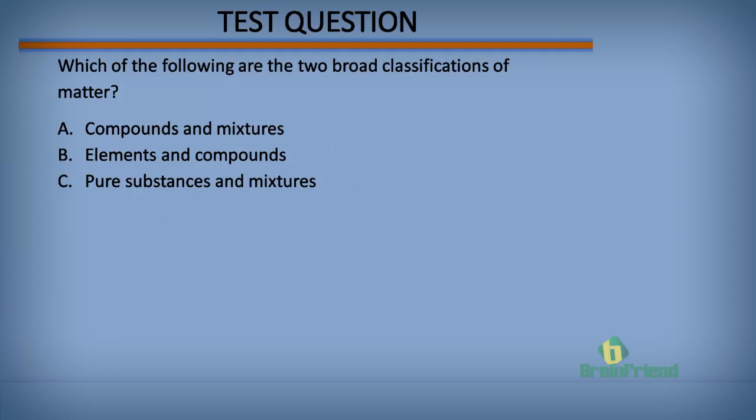Which of the following are the two broad classifications of matter? A, compounds and mixtures. B, elements and compounds. C, pure substances and mixtures. Our answer is not A, neither is it B. Our answer is C. We say that matter is classified into pure substances and mixtures.